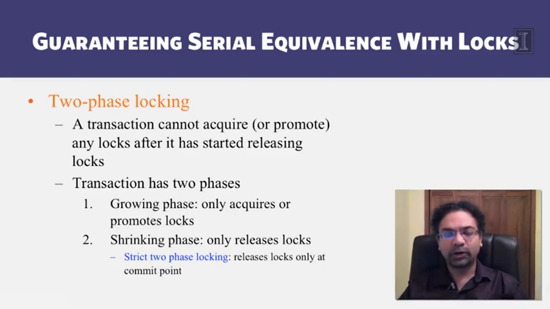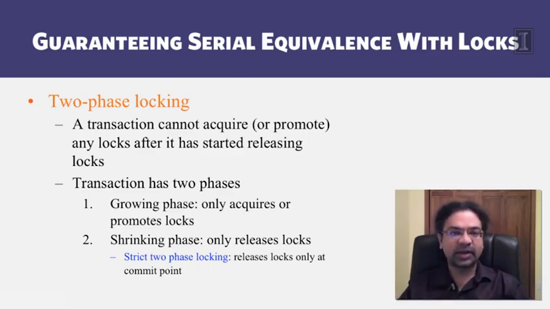We want to make sure that ACID properties are satisfied, and so they are of course satisfied when serial equivalence is satisfied. But how do you ensure that serial equivalence is in fact satisfied? Two-phase locking is a very popular technique that's used to guarantee serial equivalence. Essentially, two-phase locking says that a transaction cannot acquire or promote any more locks after it has started releasing locks.